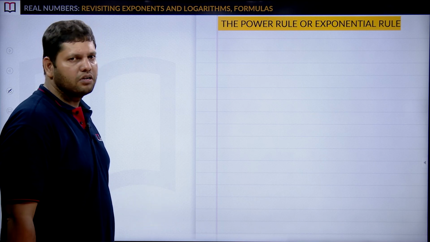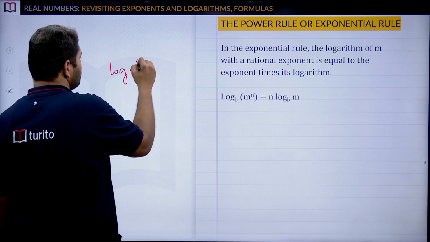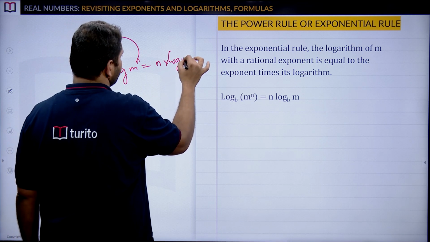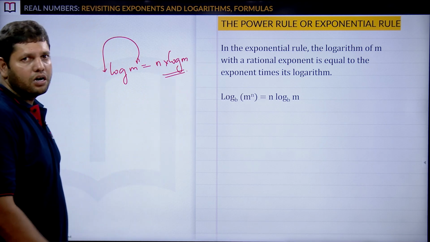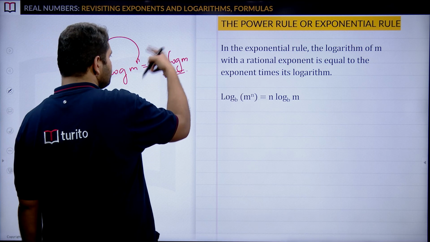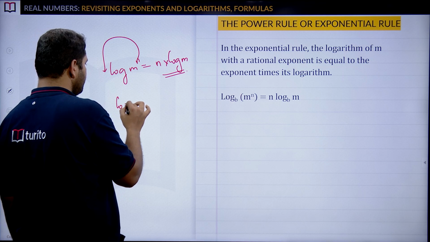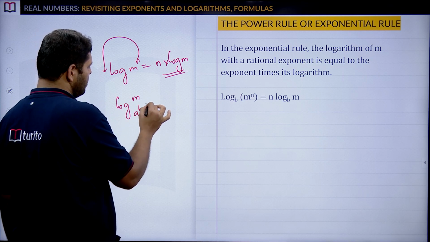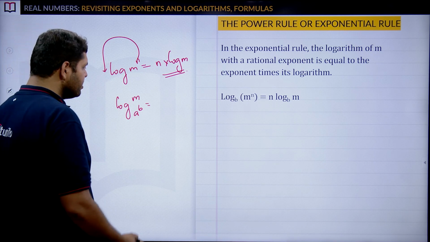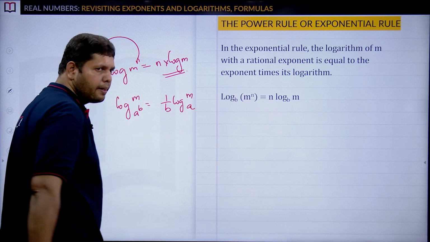Next one, power rule. Here power rule means very simple, children. Log of m to the power of n. So this n will come in front. So we can write as n into log m. So it is called a power rule. If the argument has any power, that will be written in front of the log. Suppose log m with base a to the power of b. Here base has an exponent, like base has some power. In that case we can write as 1 by b log m with base a.